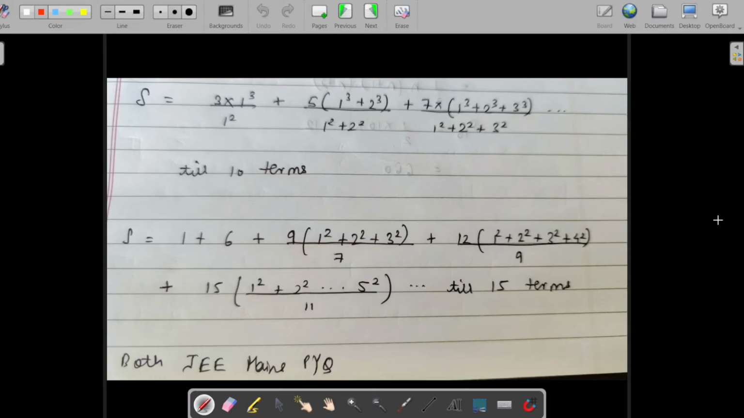Once you understand it, they will become very easy, and we have already derived these formulae in a previous video that I will link now. It will come on the top right corner and I'll also link it in the description.